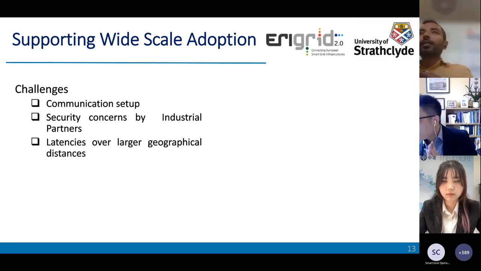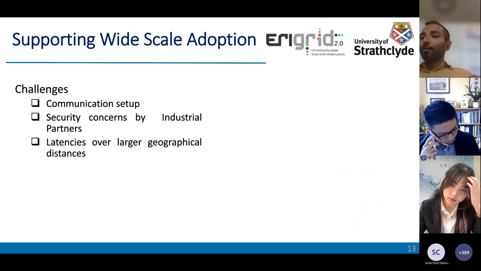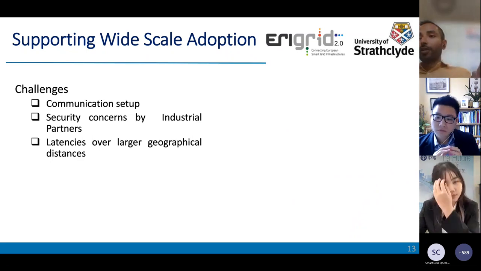The second one is that some security concerns have been raised by industrial partners on how the data that is being transferred between different laboratories or institutions is protected. And the third one was, what about the latencies that will be involved if the two countries that are being interconnected are too far away, for example, between UK and Singapore?